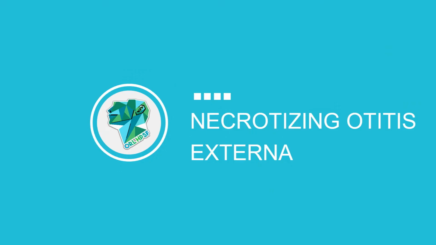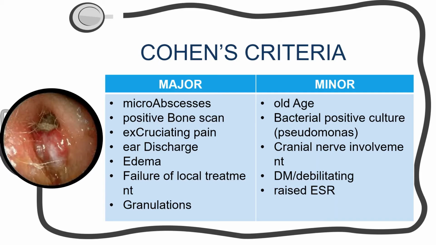Another ear emergency is necrotizing otitis externa. What is NOE? It is an inflammatory condition caused by Pseudomonas infection, usually occurring in the elderly, diabetic and immunocompromised patients. This patient usually presents with excruciating pain with granulation tissue in the ear. Facial palsy is also common. So as ENT, we diagnose using these criteria. We call it Cohen criteria, where all major criteria should be present and occasionally the minor criteria.